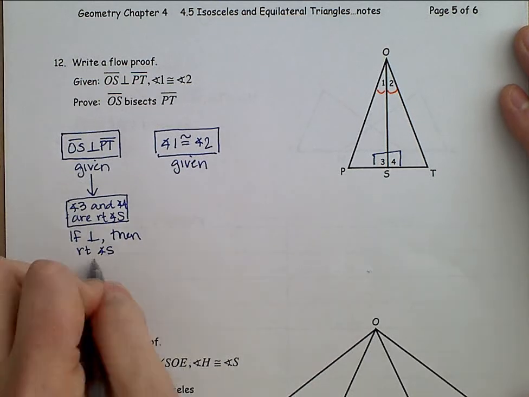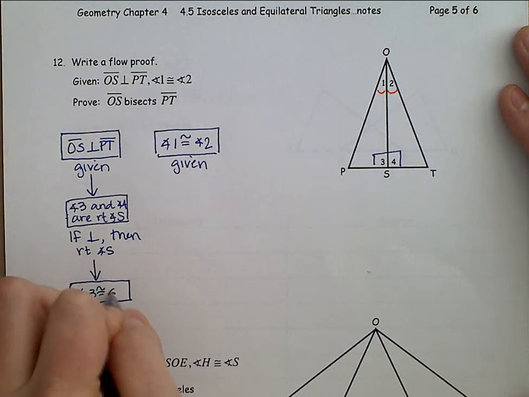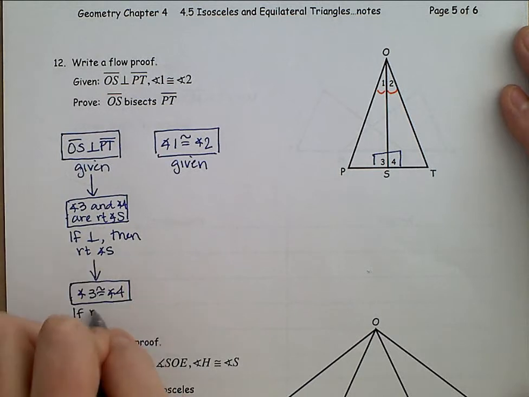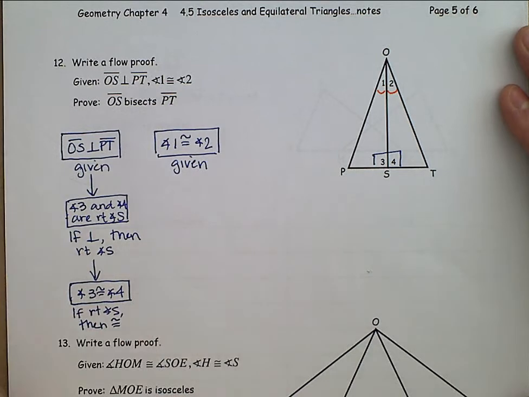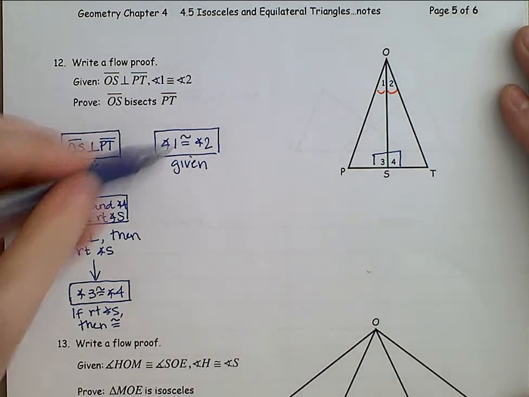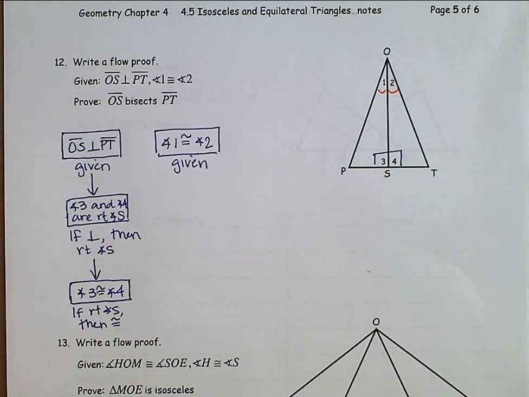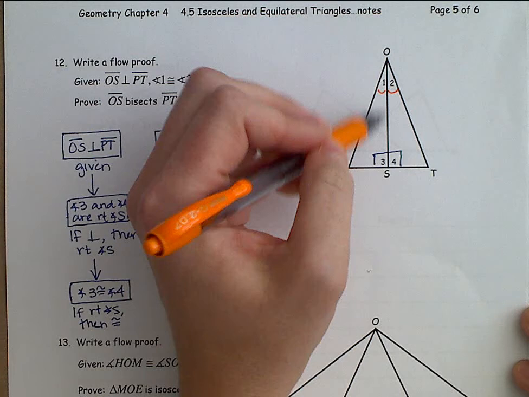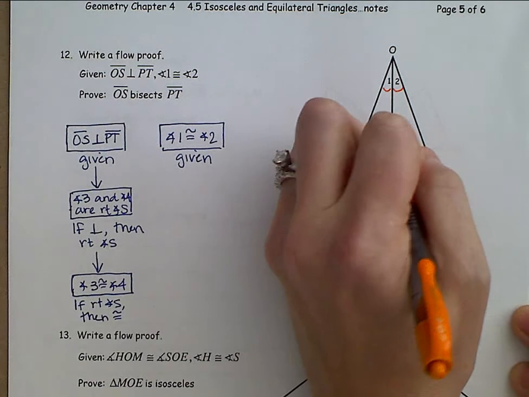We can say angle 3 is congruent to angle 4. The reason, if right angles, then congruent. Okay, so now we're at this congruent piece for both of those. We can't go any further just yet with those two pieces. So let's look at our diagram. We can pull out this piece right here, segment OS is congruent to itself, segment OS. Please mark that in your diagram, just like always.